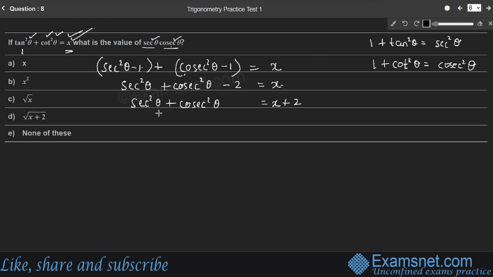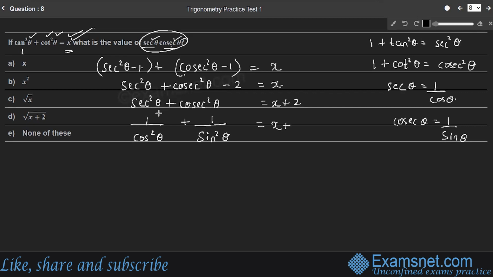Here we need the product of secant theta and cosecant theta. So for that, we'll write secant square theta as 1 by cos square theta, because secant theta is equal to 1 by cos theta. Secant is inverse of cos, whereas cosecant is inverse of sine. So cosecant square theta is equal to 1 by sine square theta, because cosec theta is equal to 1 by sine theta, is equal to x plus 2.